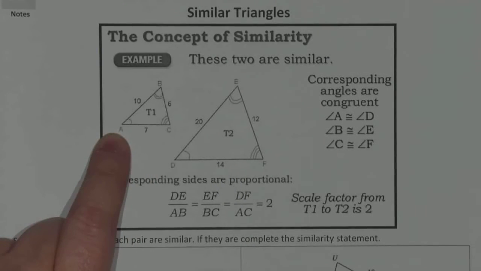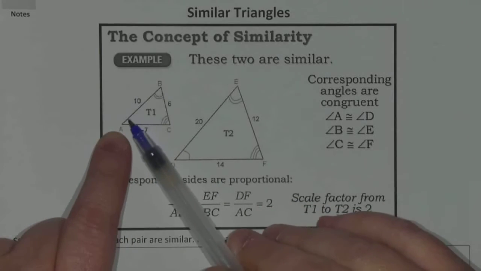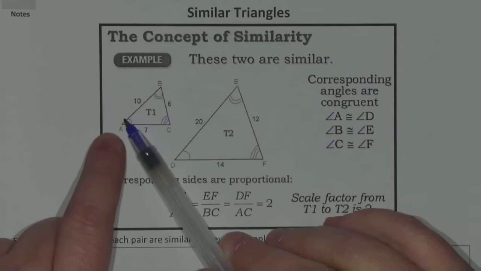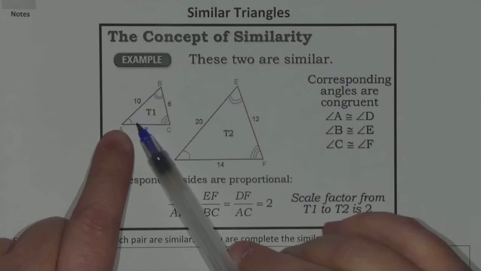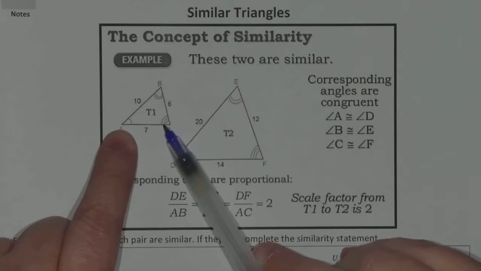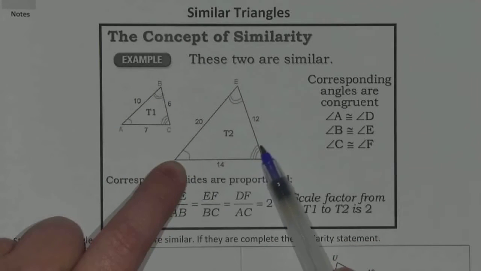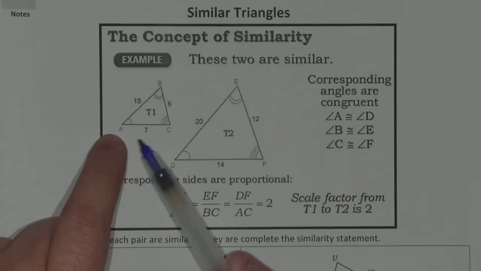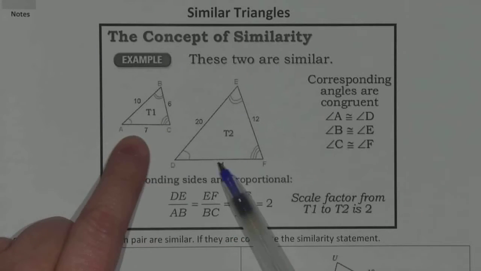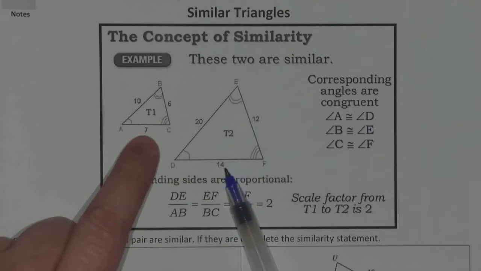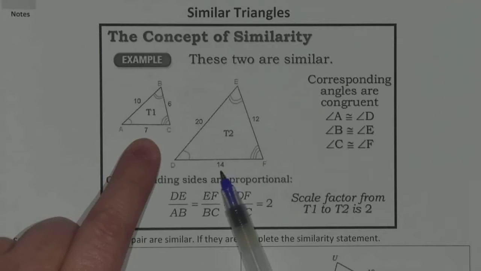So here's the point to be made. We would be comparing similar sides. So this angle is marked with 1 marking and this angle is marked with 3 markings. So we know that the similar side would be marked with those same markings over here. So how does 7 compare to 14? How did we get from 7 to 14? We multiplied by what? 2. So we're thinking that the scale factor would be 2.